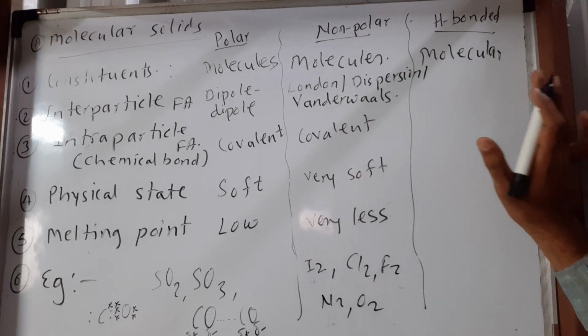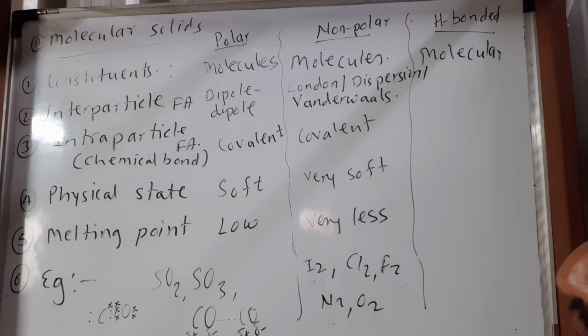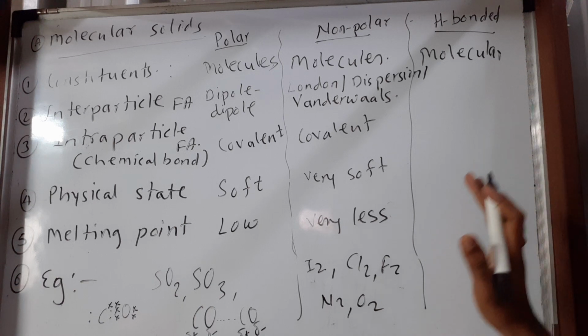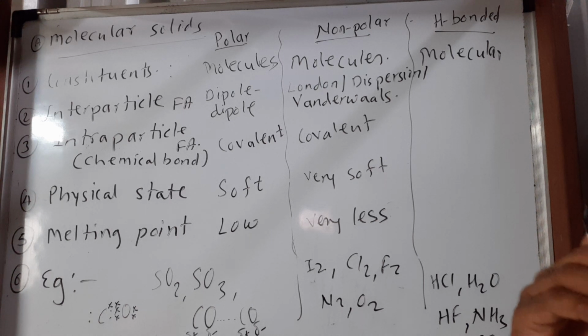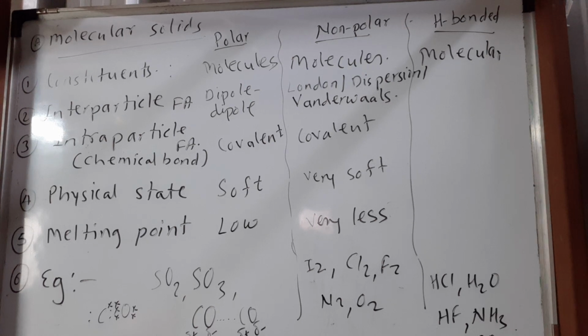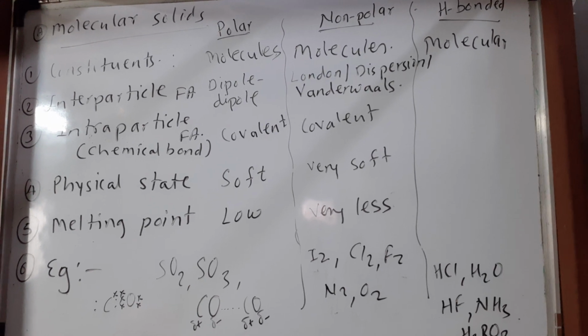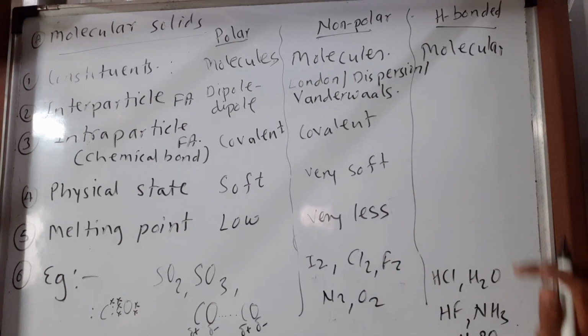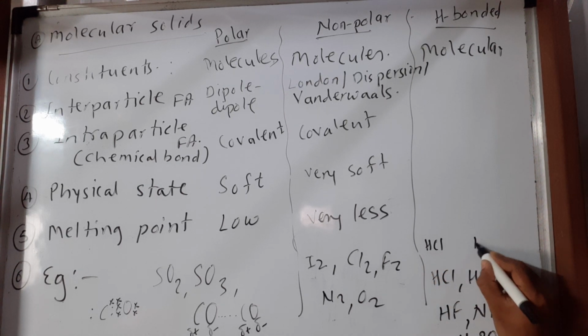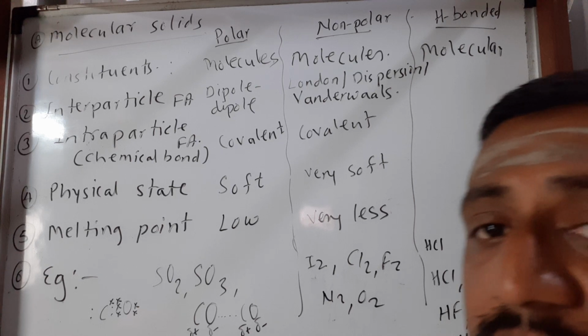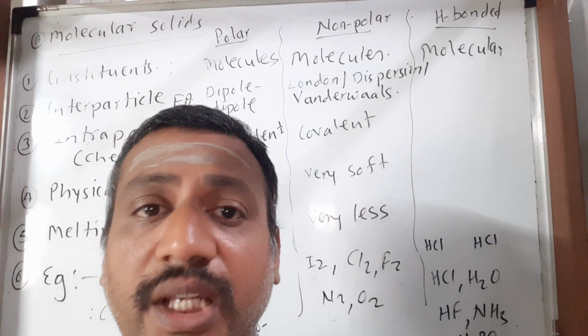Now, the last one, hydrogen bonded molecular solids. What are the hydrogen bonded molecular solids? Example firstly, I'll write HCl, H2O, HF, NH3, H3BO3. These are some examples of hydrogen bonded molecular solids. Now here in this case, say for example, this is one HCl molecule, this is another HCl molecule. In case of HCl, chlorine is more electronegative.